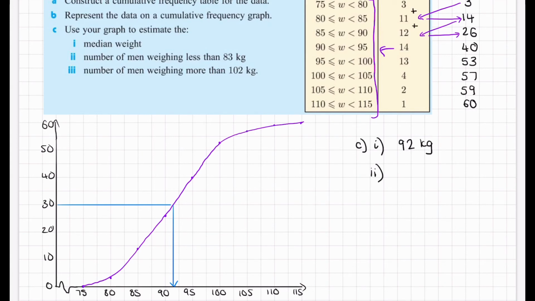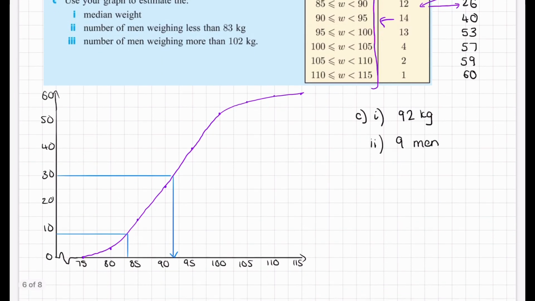Part 2, number of men weighing less than 83 kilos. So we need to find 83 kilos on our graph on the bottom axis and then go up from there. So 83 will be somewhere around here, so we go up to there, read across. I would say it's about 9, so I'm going to say that 9 men approximately weigh less than 83 kilos.